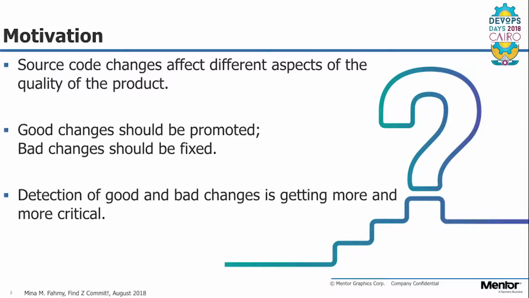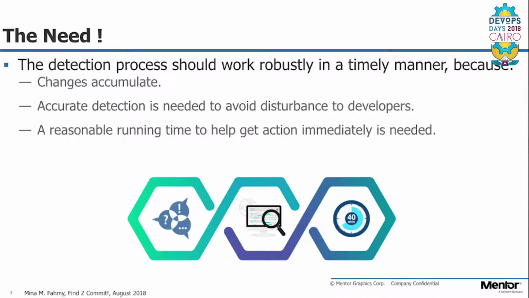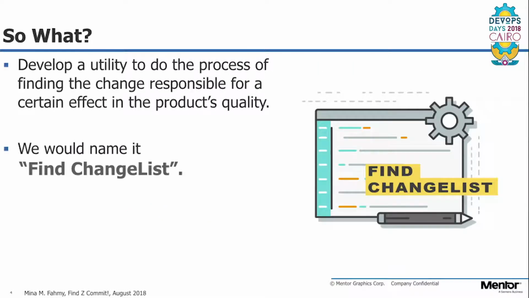And we are in an environment that needs to identify good changes so that they can be promoted as an example, and also to identify bad changes so that they can be fixed. This detection process of good and bad changes is getting more and more critical with time. And it should also work in a robust and a timely manner. Why? Because changes accumulate over time, and also accurate detection is needed to avoid making a fuss to your developers. And also you need to run in a reasonable runtime to help get action immediately as needed.